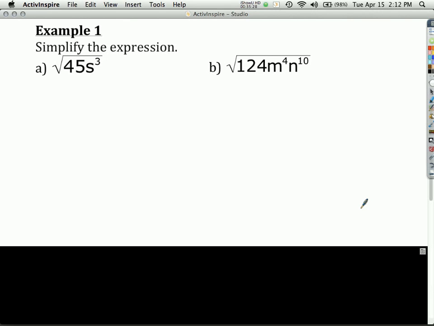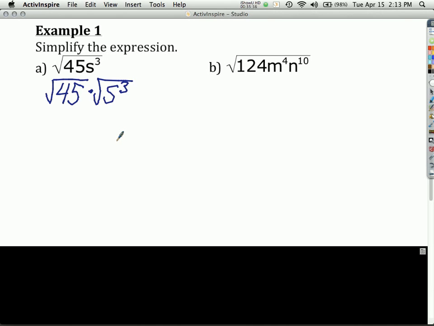So start out by splitting things. I'm going to rewrite this as radical 45 times radical s to the third. So now I can concentrate on the number and I can concentrate on the variables after. And now I'm looking at the 45 and I'm saying to myself, okay, what numbers multiply to 45, and I want one, hopefully, or two of them that are perfect squares.